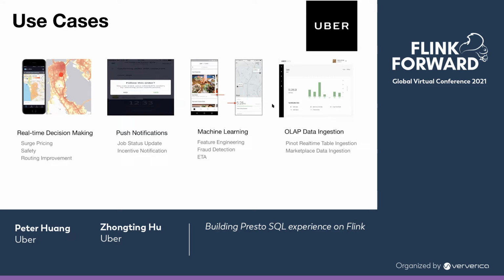The fourth category is OLAP data ingestion. We provide Pinot at Uber as our OLAP engine. Flink is used as a real-time ingestion pipeline for the real-time data updates. We also have the updates supported at Uber. In our marketplace, Flink is also used for ingestion for the OLAP engine.